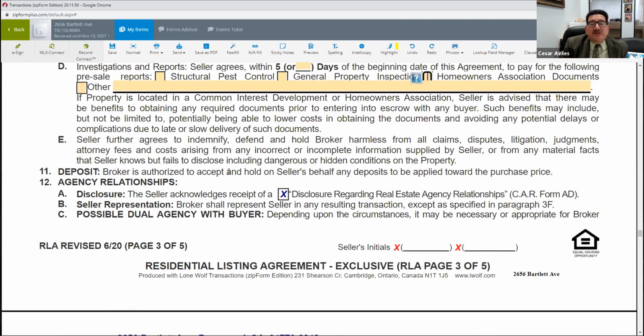Deposit, broker is authorized to accept and hold on seller's behalf any deposits to be applied toward the purchase price. Even though the seller is giving us that permission, we don't do it at Coldwell Banker George Realty. We don't take deposits. The buyer, when they write the offer, they send the money to escrow by check, by cashier check, by wire. We, Coldwell Banker George Realty agents, should not take money, checks of any kind. Please stay away from that.